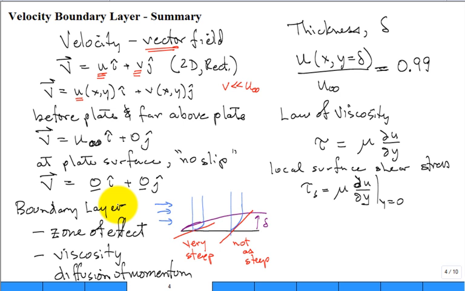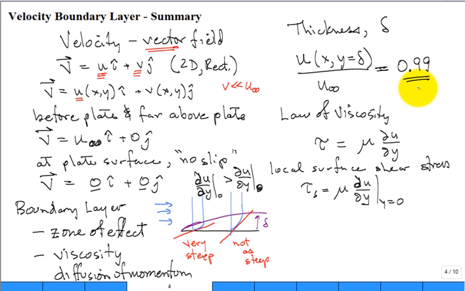So near the leading edge, what's very steep? It's the rate of change of U with respect to Y. That's huge. The rate of change of U with respect to Y at the surface near the leading edge is greater than the rate of change of U with respect to Y at the surface further down the plate. The slope is steep at the leading edge. The thickness is defined as 99% of the free stream velocity.